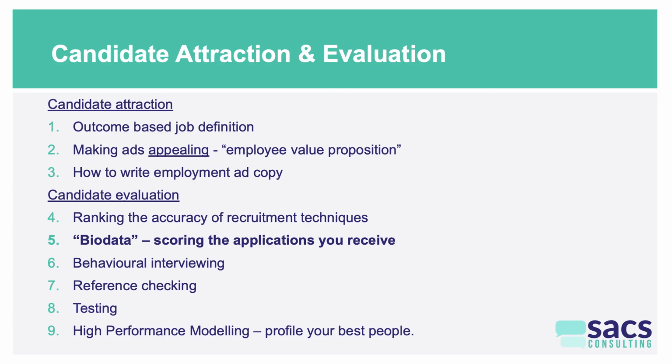So in the next videos, we'll be pursuing the question of candidate evaluation further, and we'll be talking about, firstly, how to score applications. Biodata scoring is a process of putting together a simple algorithm to evaluate the CVs that you receive. You may well receive lots of CVs. I mean, we regularly receive 80, 90, 150 for certain jobs. So how do you whittle that down to, let's say, 10? Biodata scoring is a way of doing that. Join us for the next video to find out how to do that.